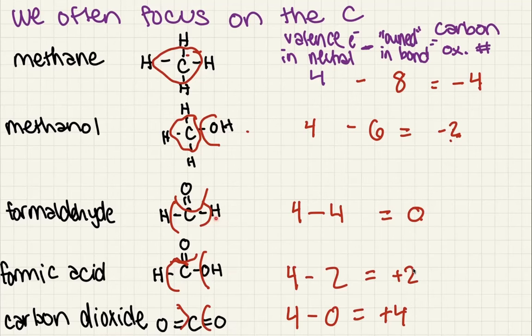And finally, we see the same thing as we go from formic acid to carbon dioxide. We're going to increase our oxidation number by 2 because we're losing another 2 electrons for that bond. So in terms of what's happening here, as we go in this direction, C is getting oxidized.